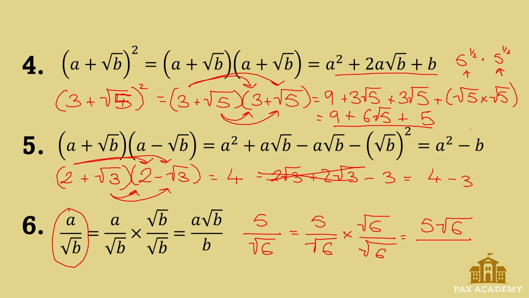And then remember, just like the fourth and the fifth example, a square root of a number times the square root of the same number, we can get rid of the square roots, okay? And so this is simply equal to 6.